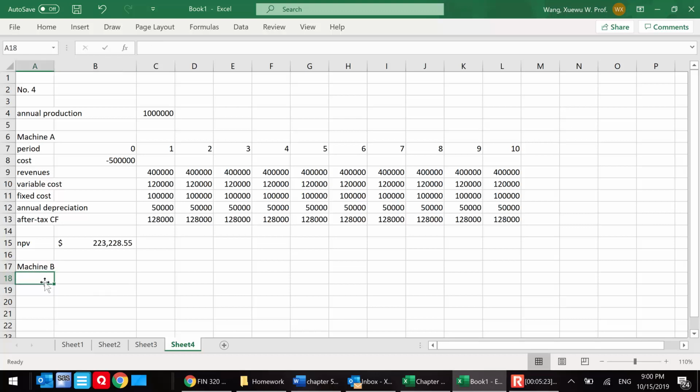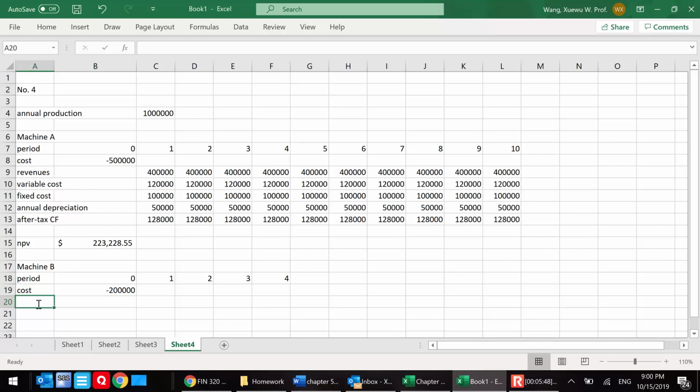Now let's look at machine B here. I'm going to build a timeline. This time I only have 4 years for machine B. So this is projects with different lifespans. Whoops, what did I do? There's an extra thing there. All right, 4 years. And let's look at the cost of machine B. This is costing 200,000.